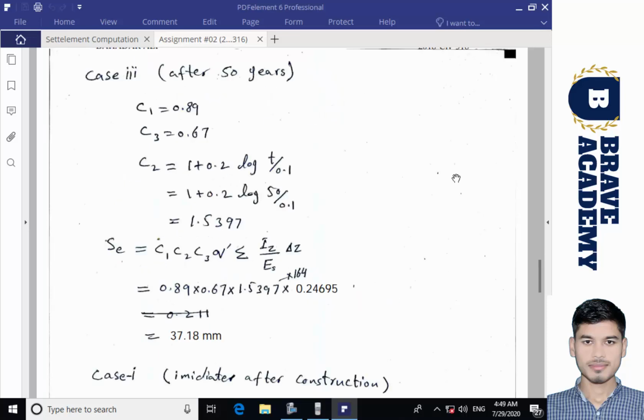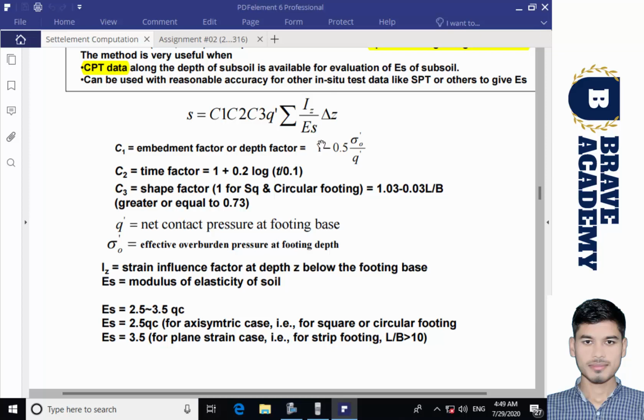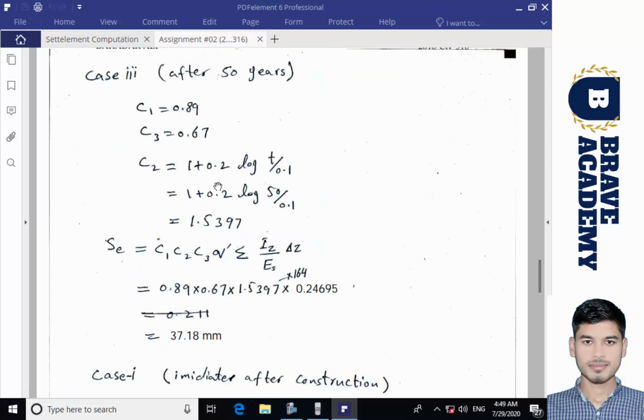Now we are going to calculate the settlement after 50 years. The C1 is 0.89 and C3 is 0.67. This is the depth factor or embedment factor we have already calculated, and this is the shape factor. This will remain the same for 50 years also, but the time factor will be changed. C2 is equal to 1 plus 0.2 log T by 0.1. As you can see here, for C1 this formula, C2 this formula, and C3 this formula. I have already explained it, and just put T equal to 50 and you will get C2, that is 1.5397.